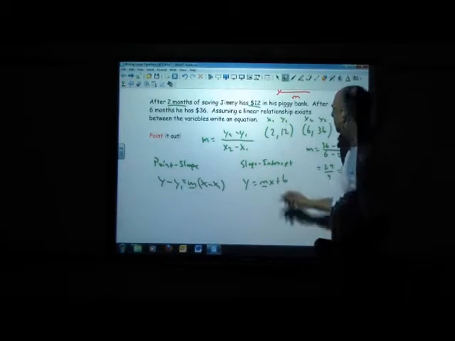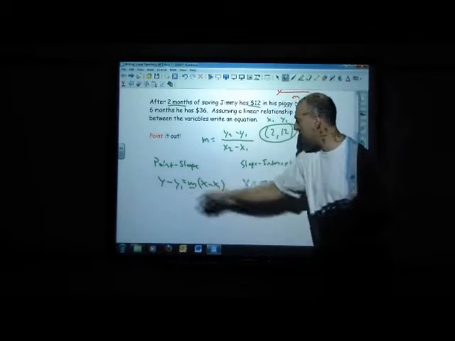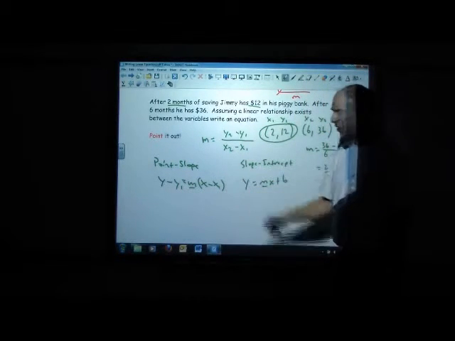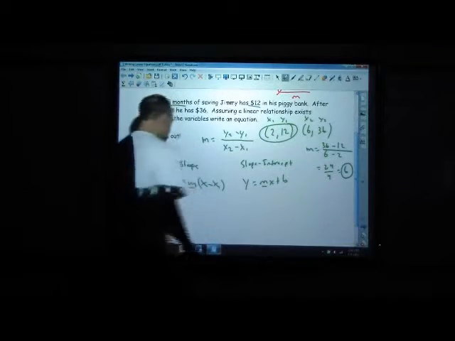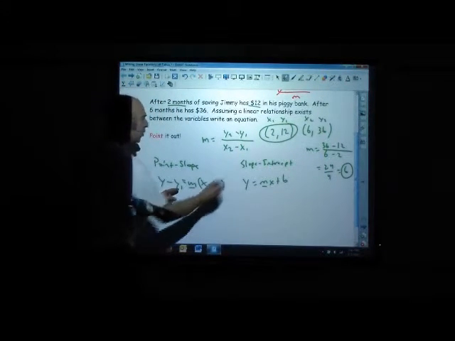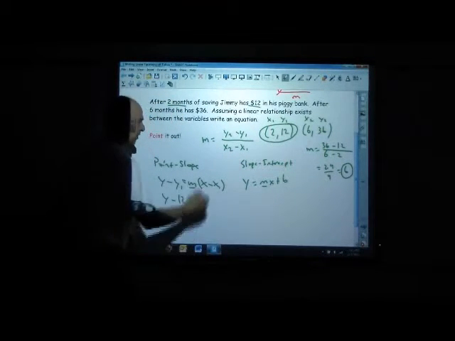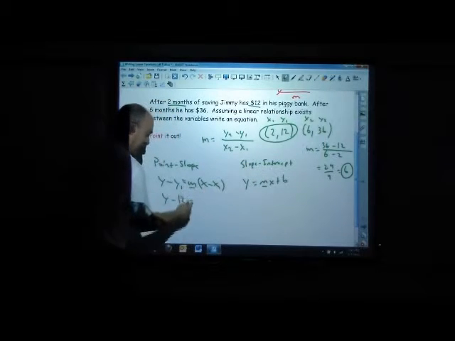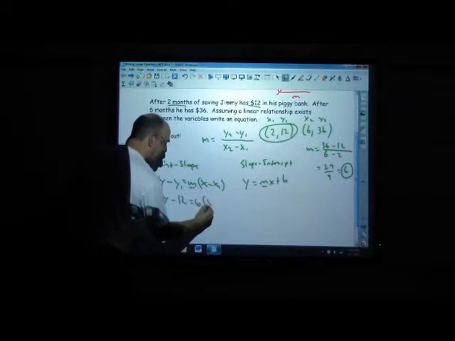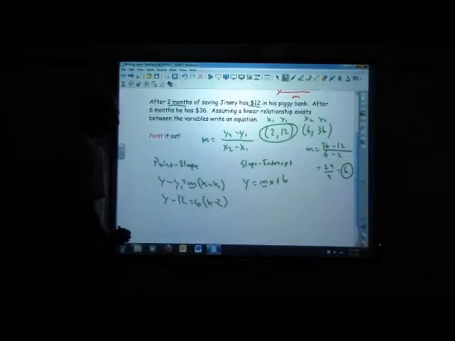That's important. So I'm going to take one of these points, I'll take the one with the smaller numbers, and I'm going to use my point-slope form for a linear equation. So let's see if we can do that here together. So it's going to be y minus the y-coordinate of my point, would be y minus 12 equals the slope, which we just figured out is 6, times x minus the x-coordinate of my point. So it should look like that.